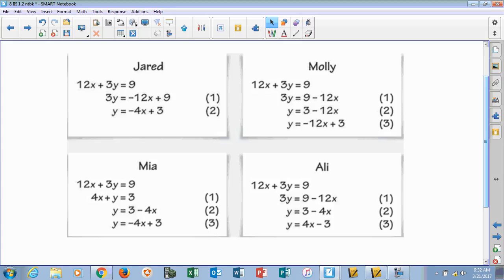So we're going to give you guys some time here to work on this as a team. Jared, Molly, Mia, and Allie all try to take the same problem and put it into slope-intercept form. We'll give you a hint here: two did it correctly and two did it incorrectly. As you can see, two answers are the same. We got a couple different answers here, so let's see what you guys can do. We'll pause the video and play it once everyone has had a chance to answer it. So go ahead and pause the video right now.